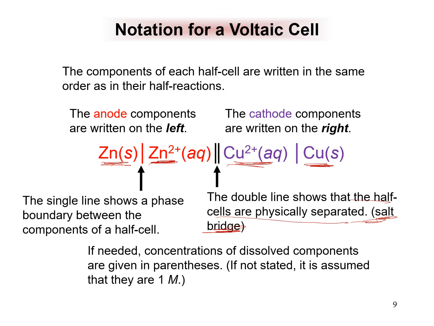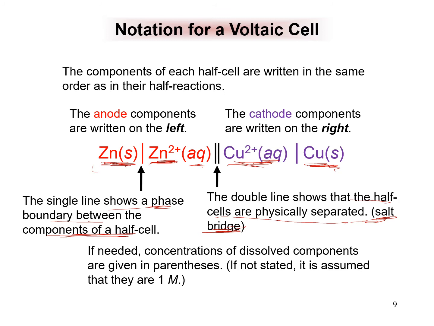And how do you separate the reactant and product? With a single line. A single line shows a phase boundary between the components of a half cell. Phase boundary means the phases are changing. Solid is changing to aqueous, here aqueous is changing to solid. So it's also called a phase boundary, but essentially what you're separating is the reactant from the product. So always write your reactant first, product afterwards. So this is the notation of a voltaic cell.